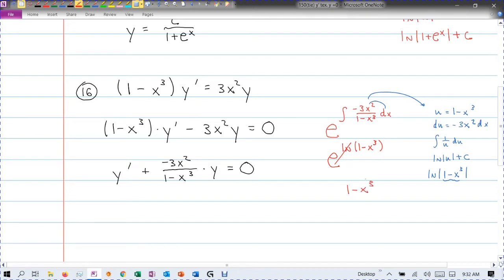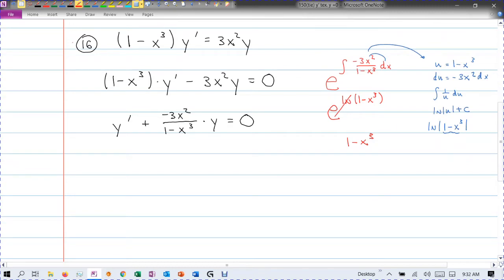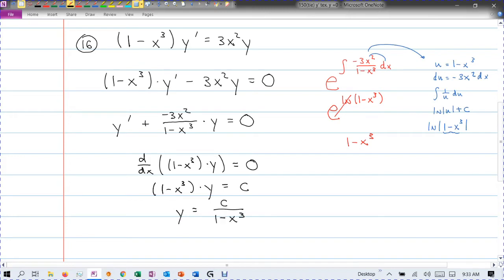All right, so that's an integrating factor. We know the left-hand side will become d dx, the derivative of the integrating factor times y, and then equals, again, 0. So this is going to turn out to be real nice. 1 minus x cubed times y, integrating with respect to x, equals a constant. So y is equal to that constant divided by 1 minus x cubed, solving for y.